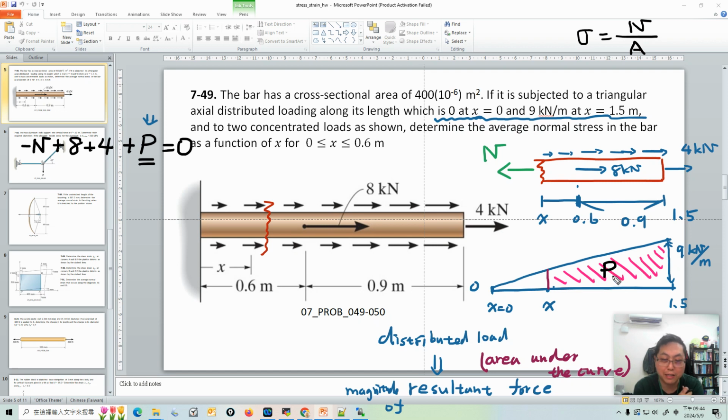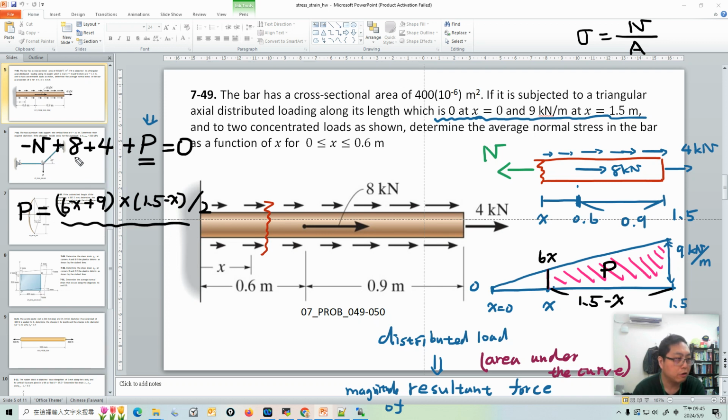How do we calculate this area? It's very simple. It's a straight line from 0 to 9, so here must be 6x. The area of the trapezoid is (6x plus 9) times (1.5 minus x), divided by 2. So that is our P.